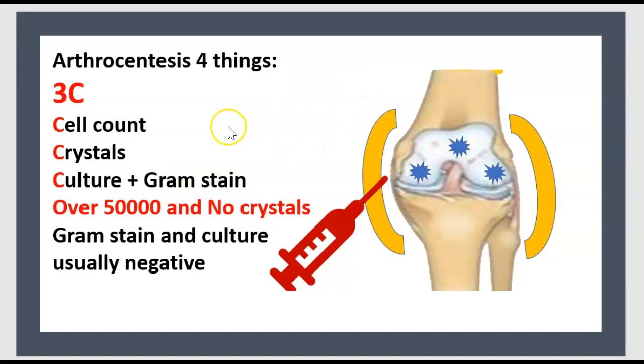When it's septic arthritis, it's over 50,000 cells, but no crystal. Often gram stain and culture are negative.